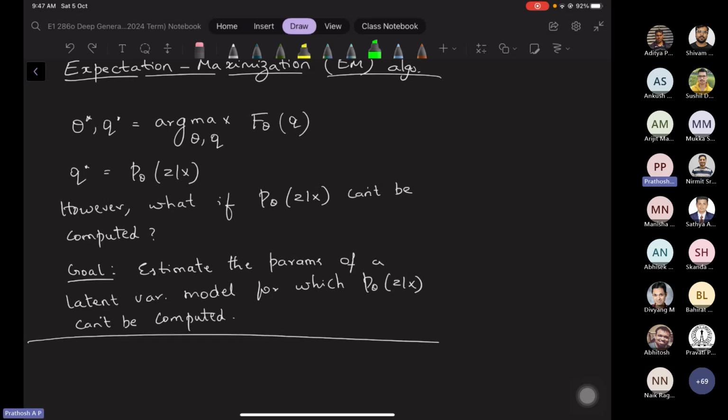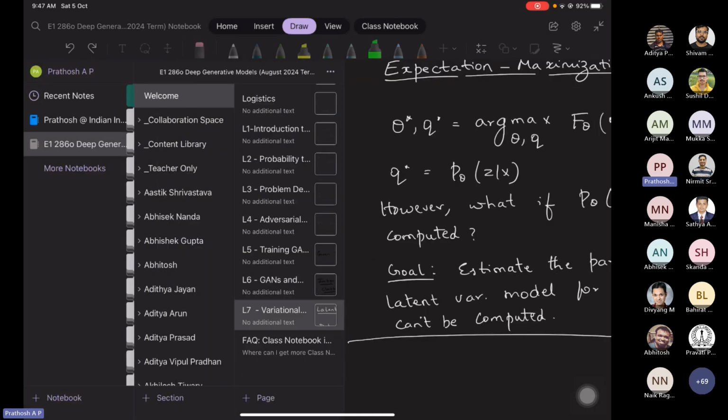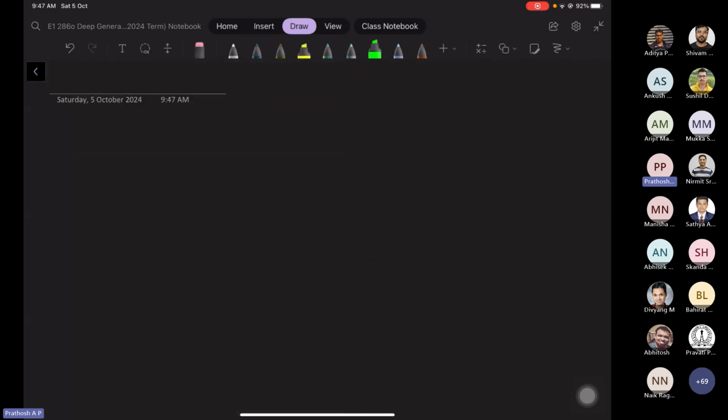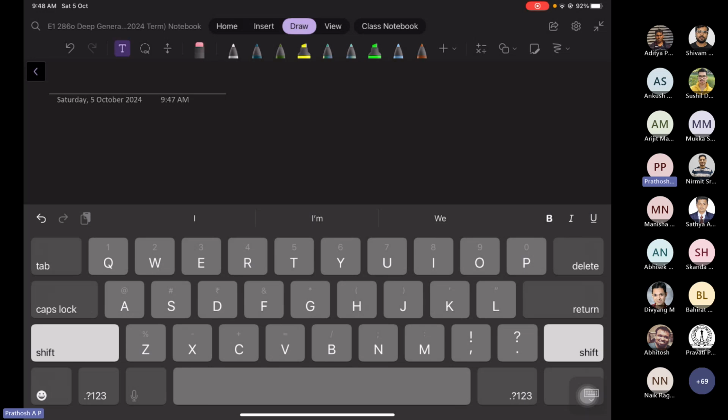Does it make sense? Any questions so far? And this is exactly what we do in GMM, right? GMM is also a latent variable model. We estimate theta and q alternatively, and this algorithm is called the expectation maximization algorithm. And for the EM algorithm to work, we need to know what the optimal q is, or we need to be able to compute p theta of z given x.